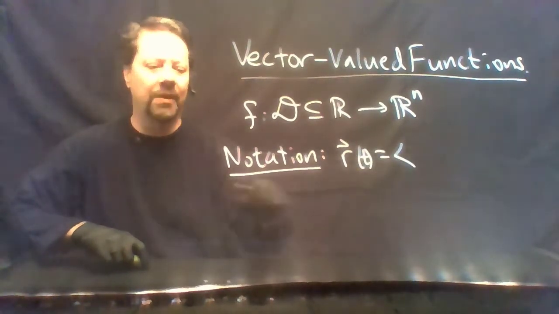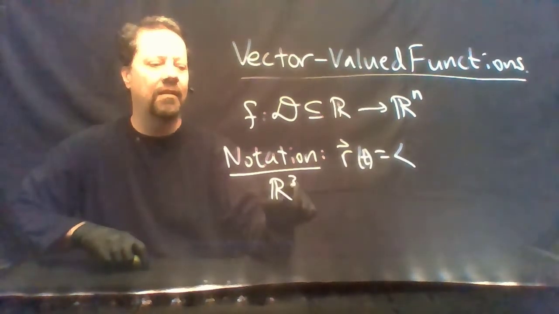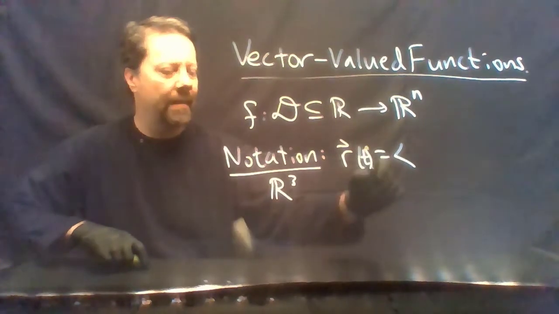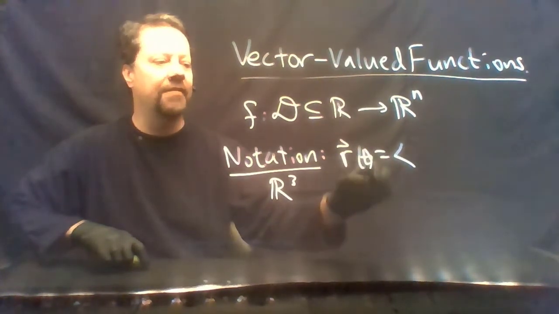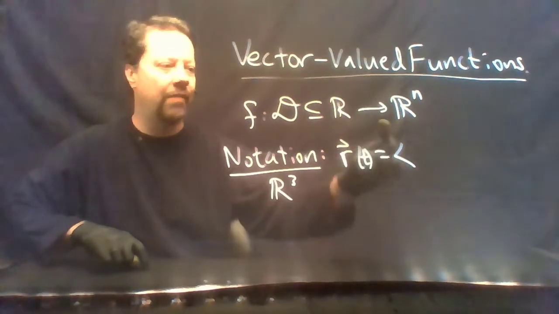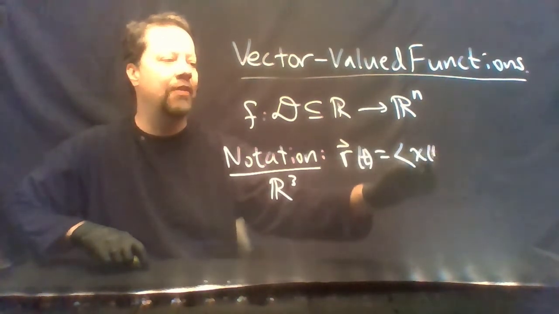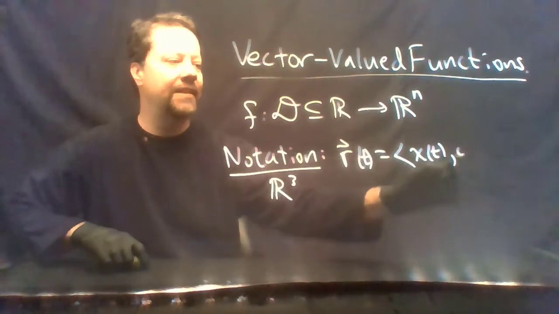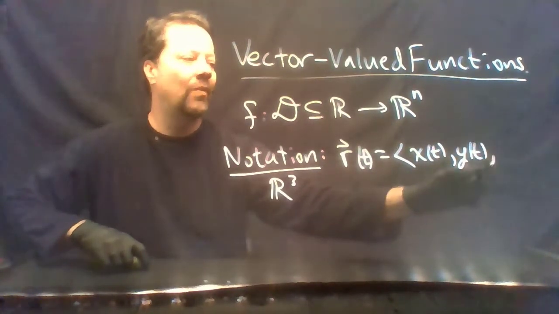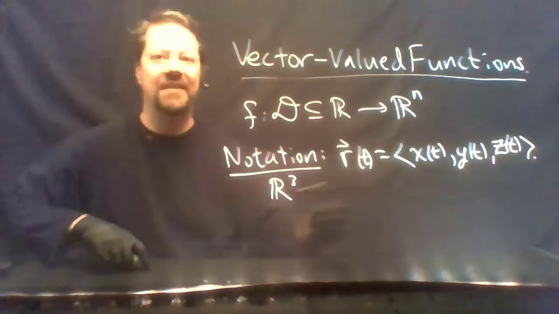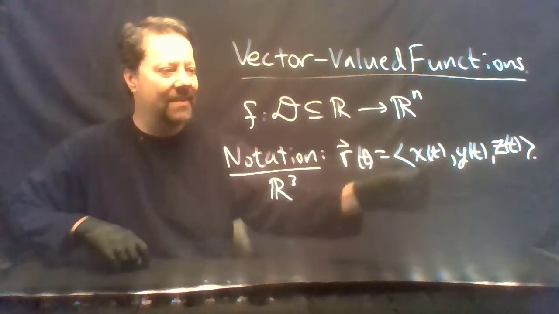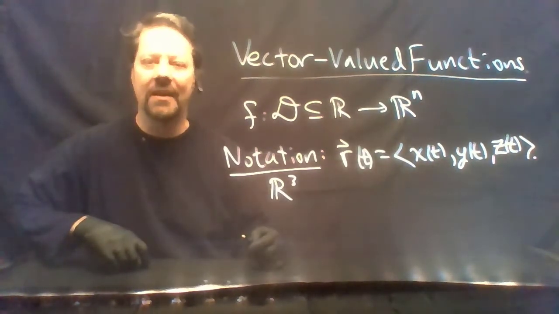Let's suppose that we're working in R3 for the moment. We'll have a vector-valued function. It's r of t with a little half arrow over the r. It's going to output x of t, y of t, z of t. So the x, y, and z coordinates are all functions of some parameter t.